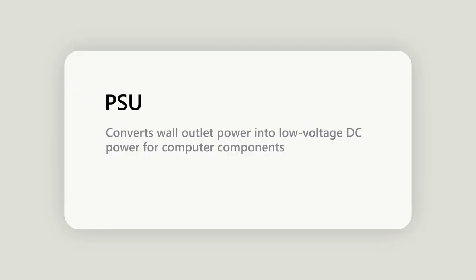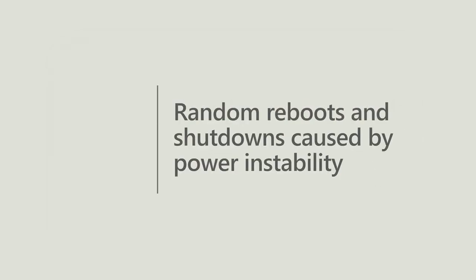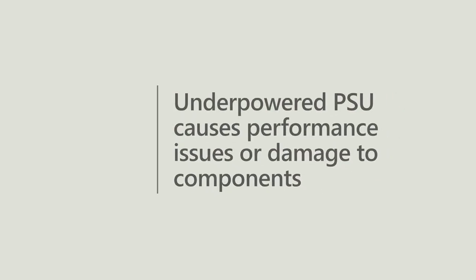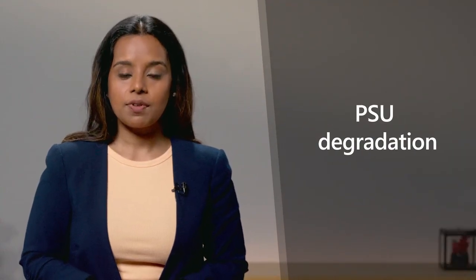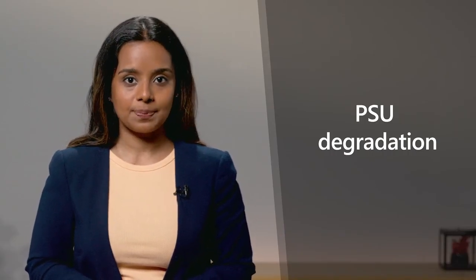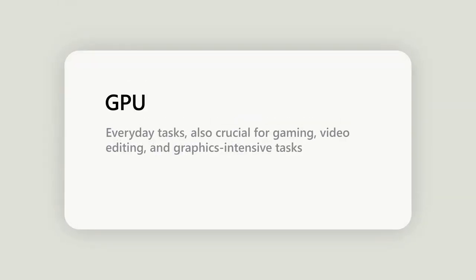Fifth is the power supply unit, which converts power from the wall outlet into usable low-voltage DC power for the computer's components. A failing PSU can lead to power instability, causing random reboots or shutdowns. An underpowered PSU cannot supply enough power, leading to performance issues or damage to components. Over time, PSUs can degrade, providing less power than they originally could, which might necessitate an upgrade, especially when adding more power-hungry components.